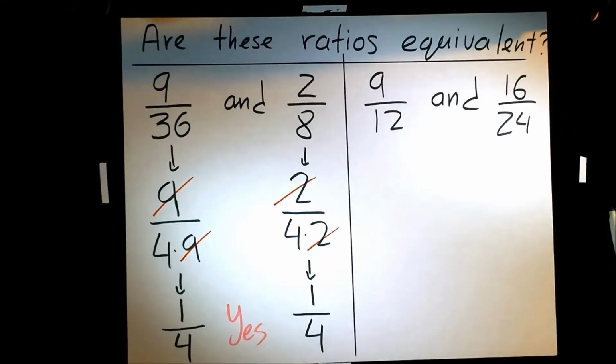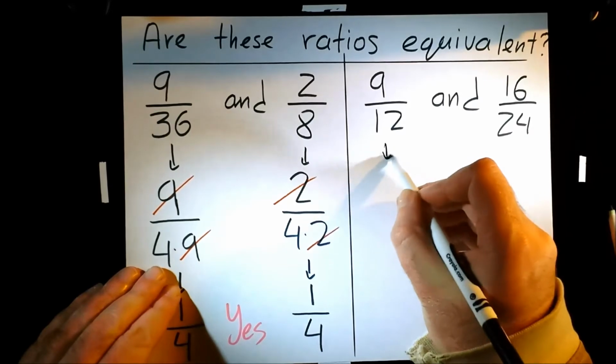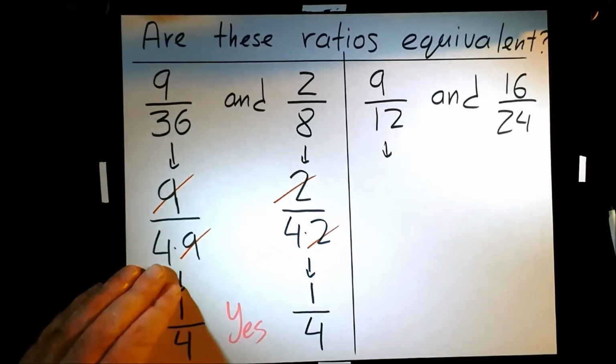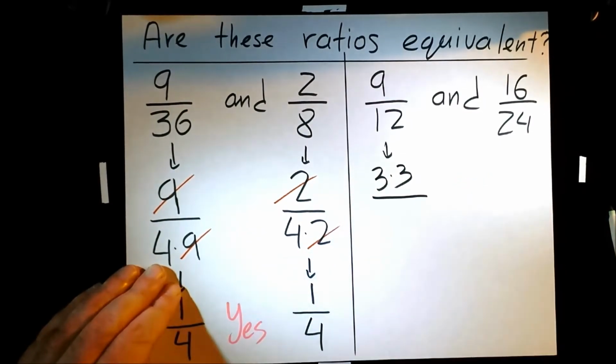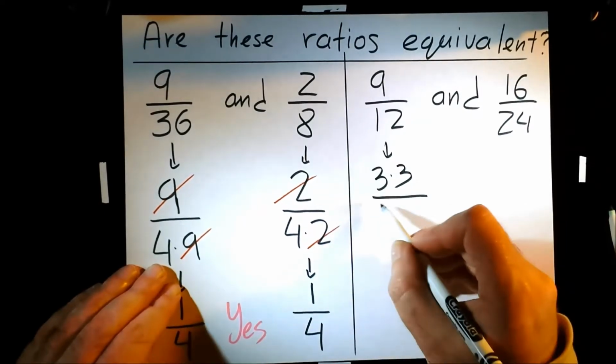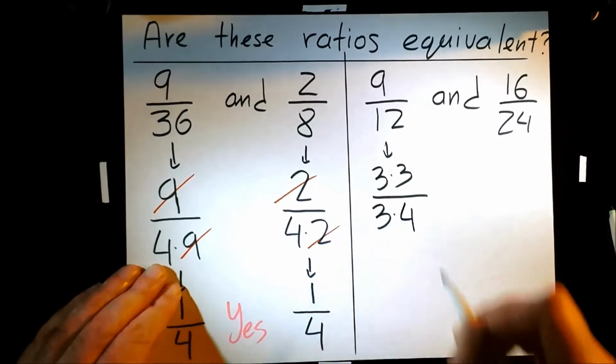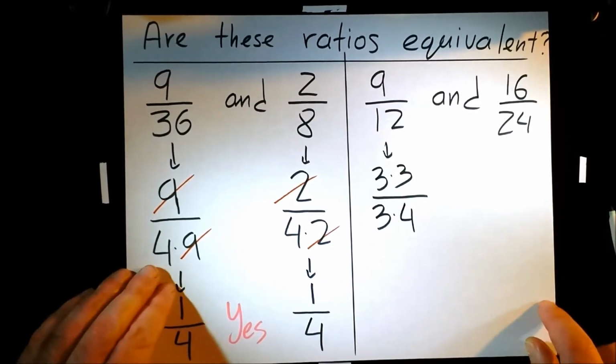I have 9 over 12 and 16 over 24. And I want to see if they're equivalent or not. So I'm going to simplify them. 9 over 12. Let's go ahead and work that one out. What can I break the 9 down to? What are the multiplicatives of 9? 3 times 3. What about the 12? What can I break 12 down to? 3 times 4. Can I cancel anything top and bottom?